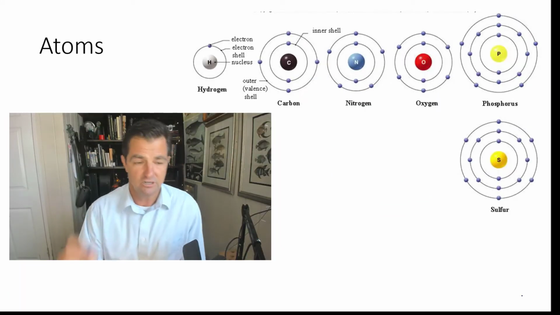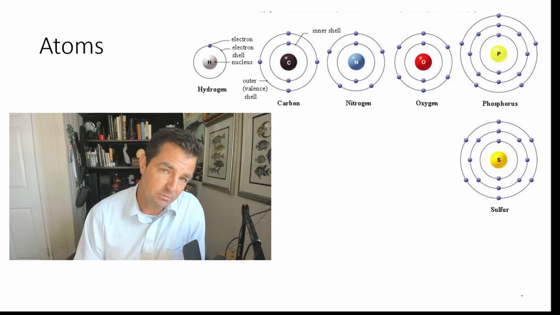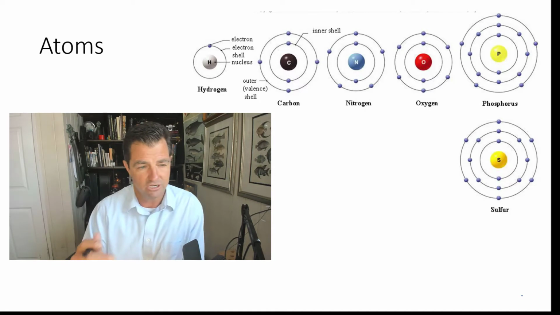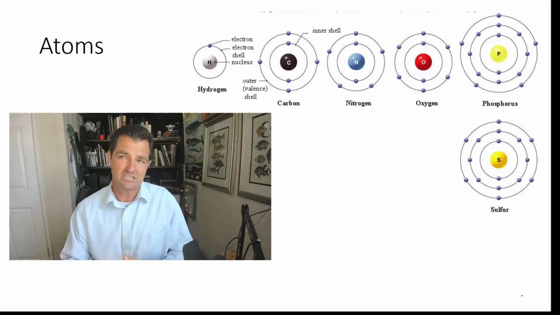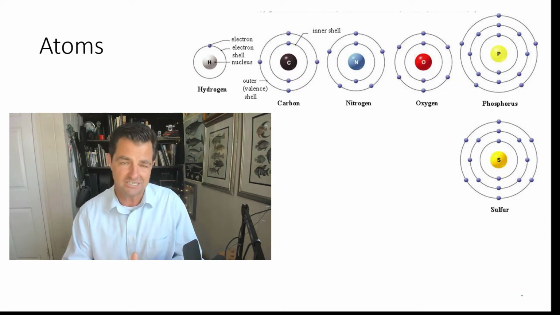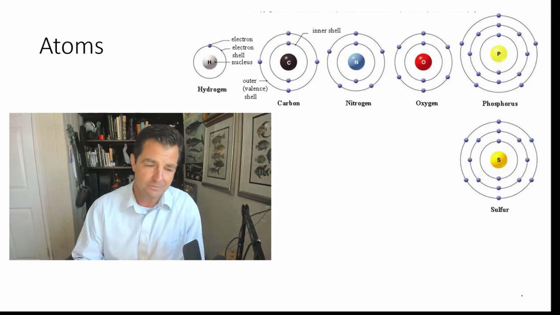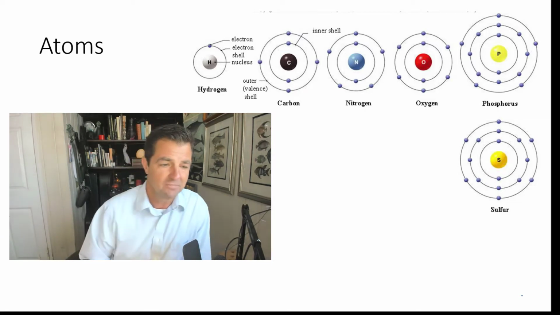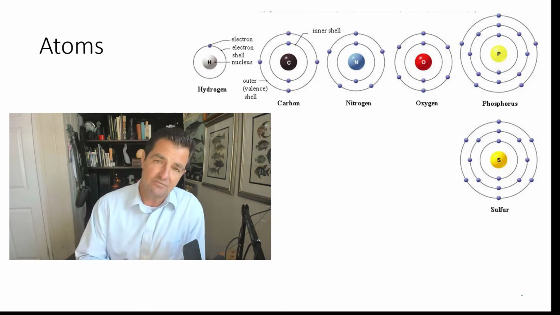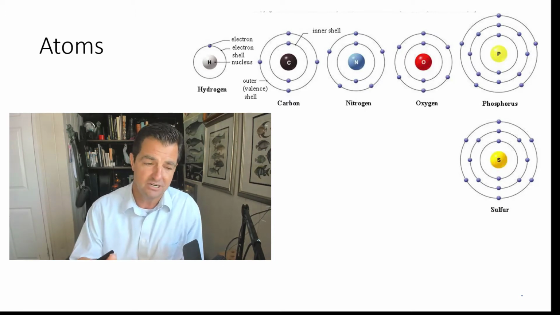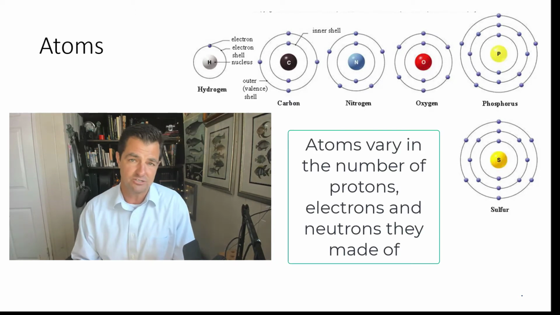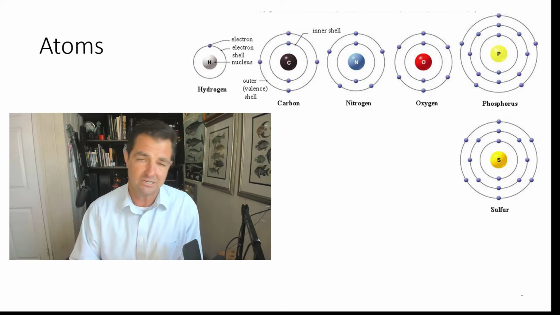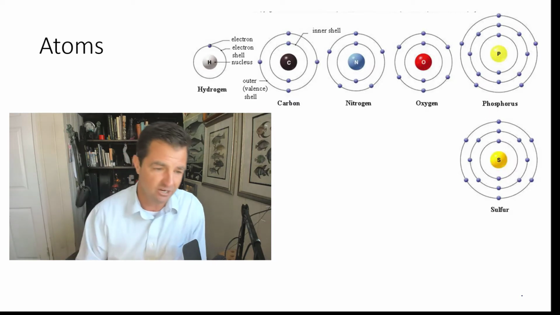Okay, now just to be clear, the subatomic particles can also be broken down into smaller parts such as neutrinos and quarks, but that really gets into more of the physics aspect of atoms, and so we don't need to go all that far. We'll just stick with our protons, electrons, and neutrons. Now, what you'll notice is that different kinds of atoms have different numbers of protons, electrons, and neutrons. They have the same basic parts, but they differ in the number and arrangement of those protons and electrons.